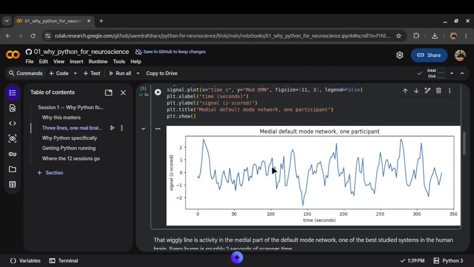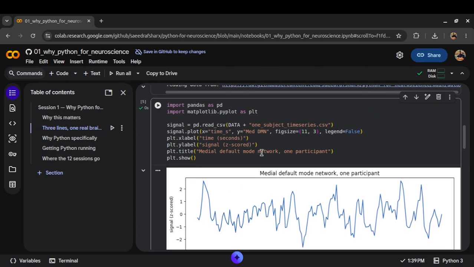The person who ran that study put the data online for anyone to download, and it took my laptop about a second to fetch it. 5 lines of code, and 5 lines is roughly where you will be about 40 minutes into this course.